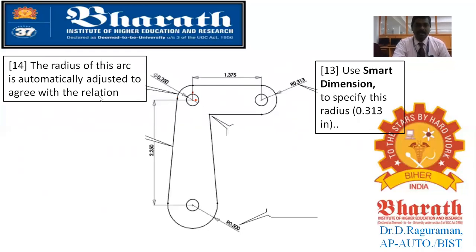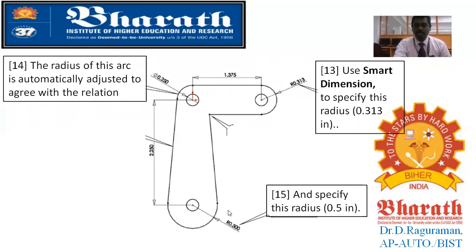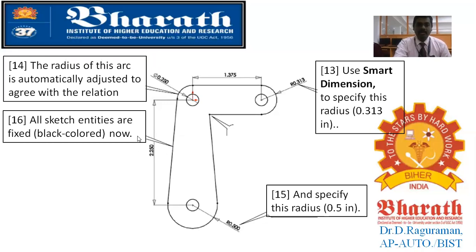The radius of the arc will automatically adjust to agree with the relation. You have already created a horizontal relation, and that relation exists as it is, but now that you are changing the dimension, it will change accordingly. You also specify the radius for the third circle as 0.5 inch. And what about this tangent line? On this tangent line, you can see the sketch is black. If it is black, there are no pending relations. If it is blue, there is a relation, and then you have to check it.